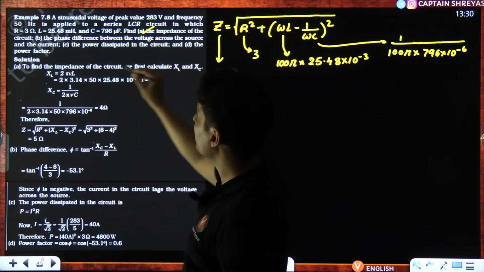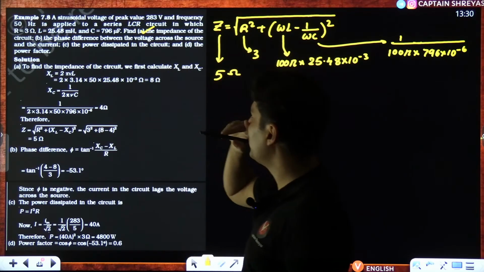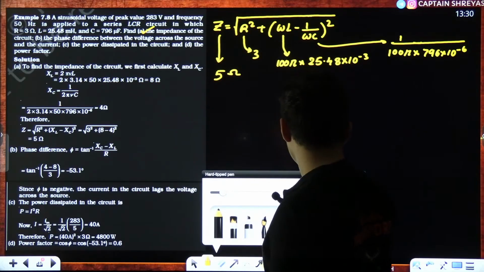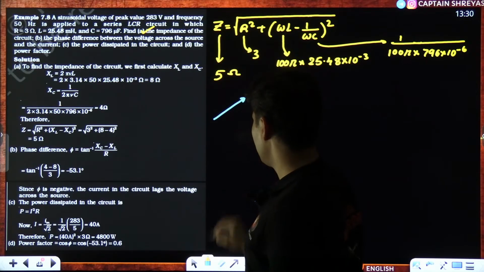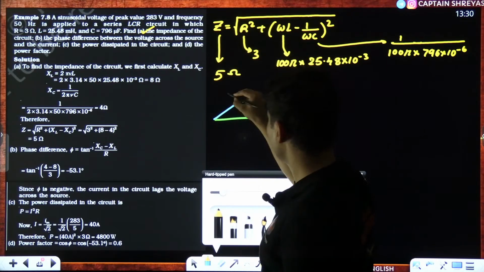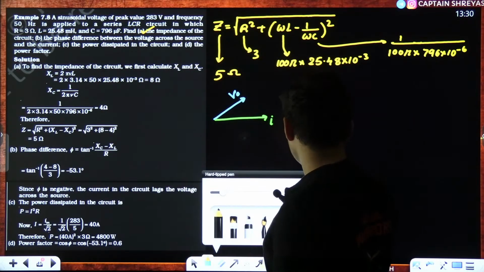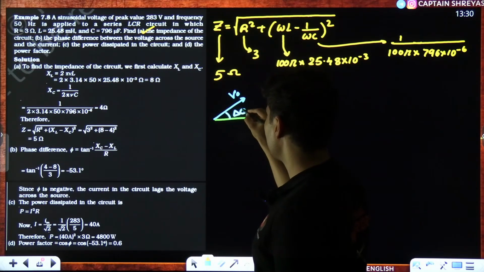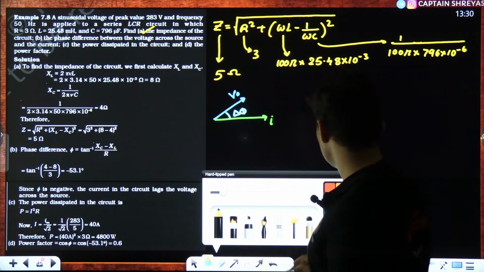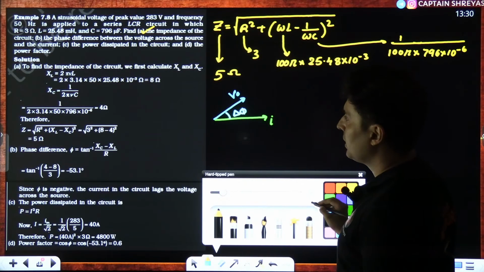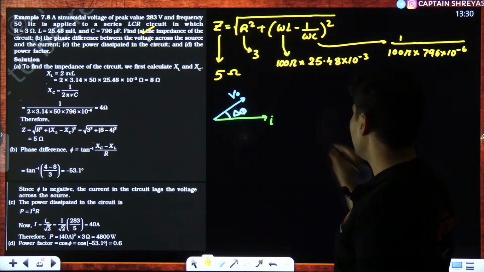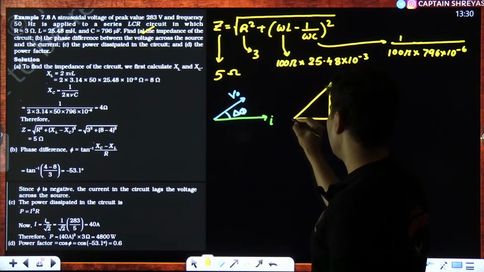First part done. The phase difference between voltage across the source and the current? Well, the logic for that is voltage is like this, current is like this. This is your total voltage, and you have to find the phase difference, right? Another way of finding that phase difference is, okay, you know XL, XC and R, from that also you can get it. So draw a triangle like this.